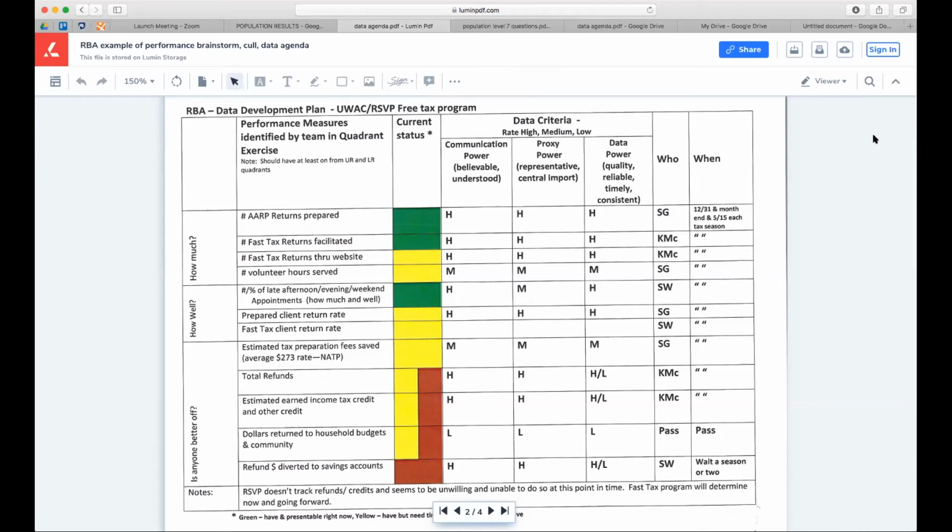And then you'll see that that last one, the dollars returned to household budgets and community, that was all low, and we took a pass on that. So we didn't take that one forward. So we did eliminate one based on the next to the last one being low and not having it. Any other questions or comments?